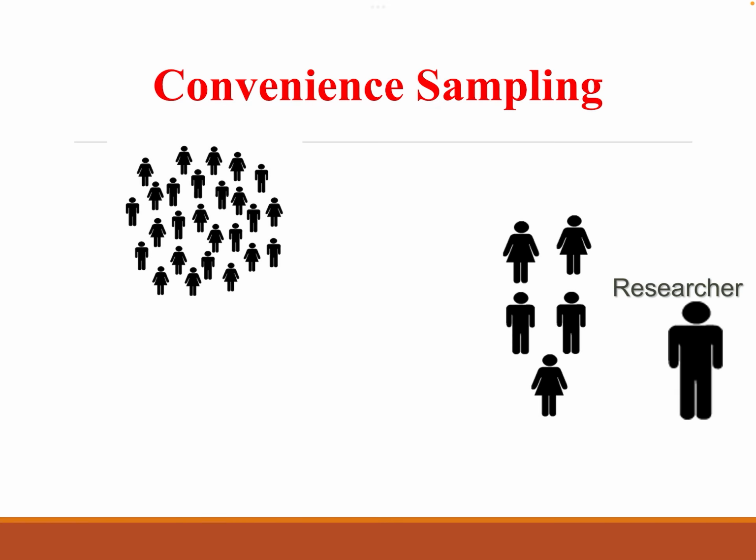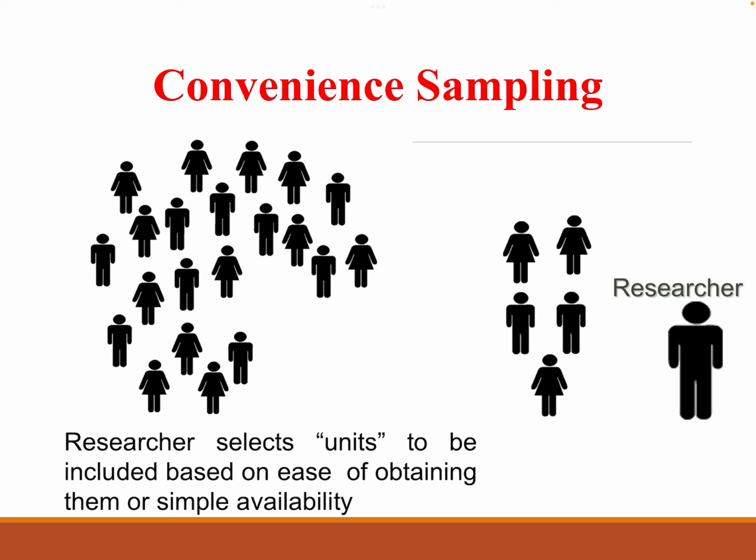Next is convenience sampling. In convenience sampling, the samples are selected based on the convenience of the researcher. The researcher selects units to be included based on the ease of obtaining them or simple availability.